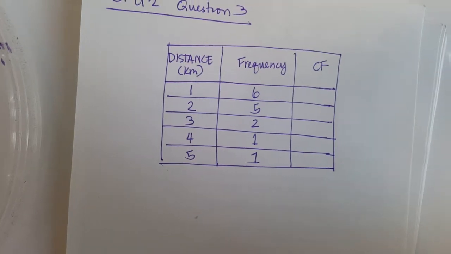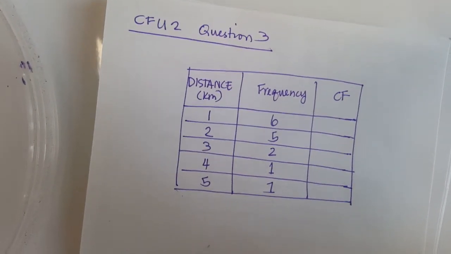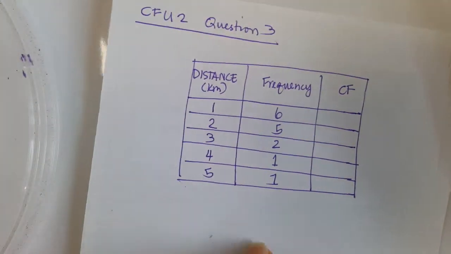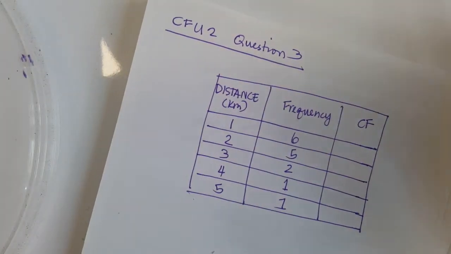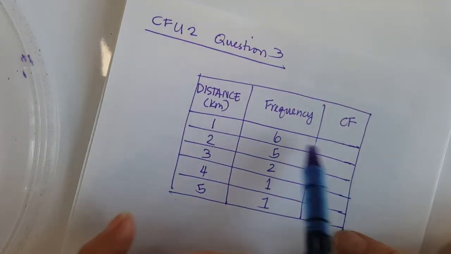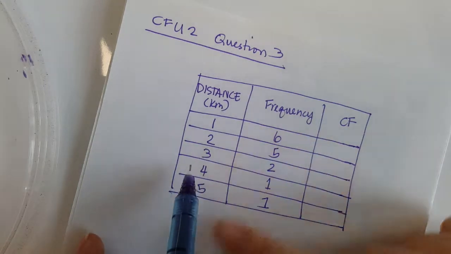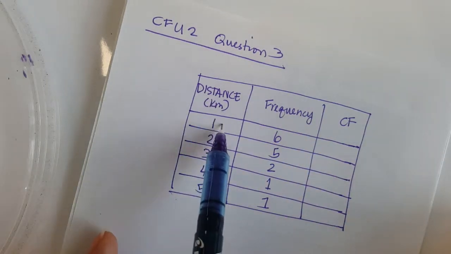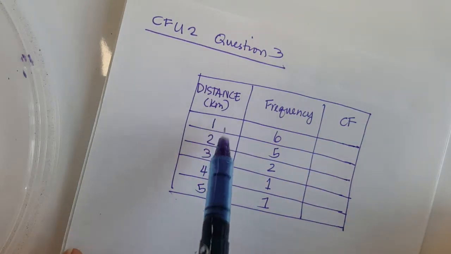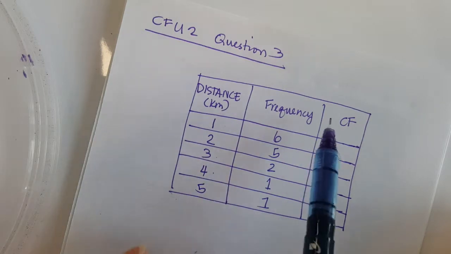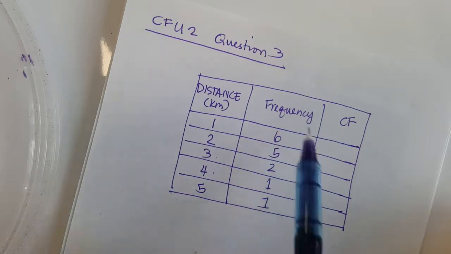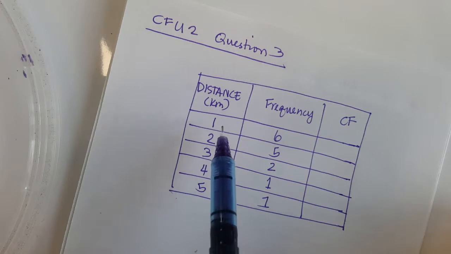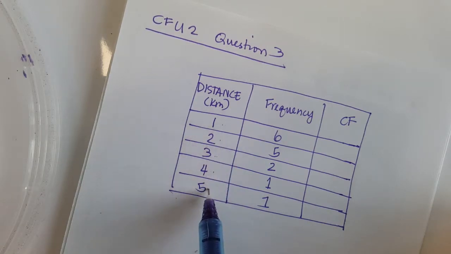Okay, so now let's do question number 3. Question number 3 shows you what we call a frequency table. So you have all the data here. You know that the distance run in kilometers is 1, 2, 3, 4, 5, and the frequency shows you how many runners ran this amount of distance.